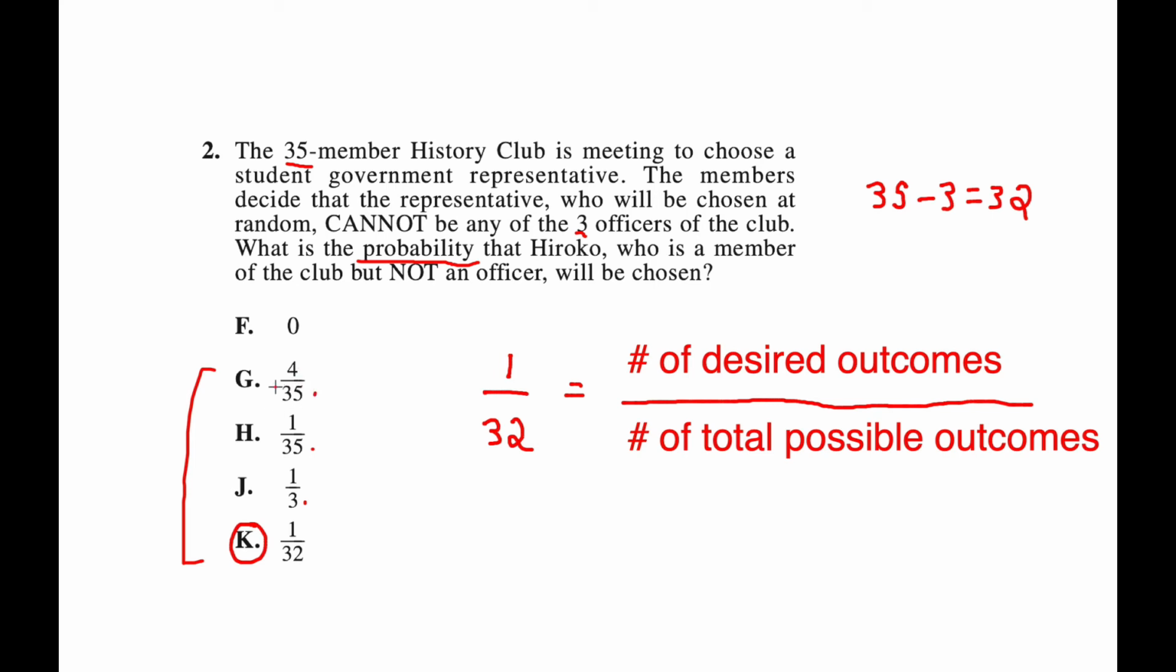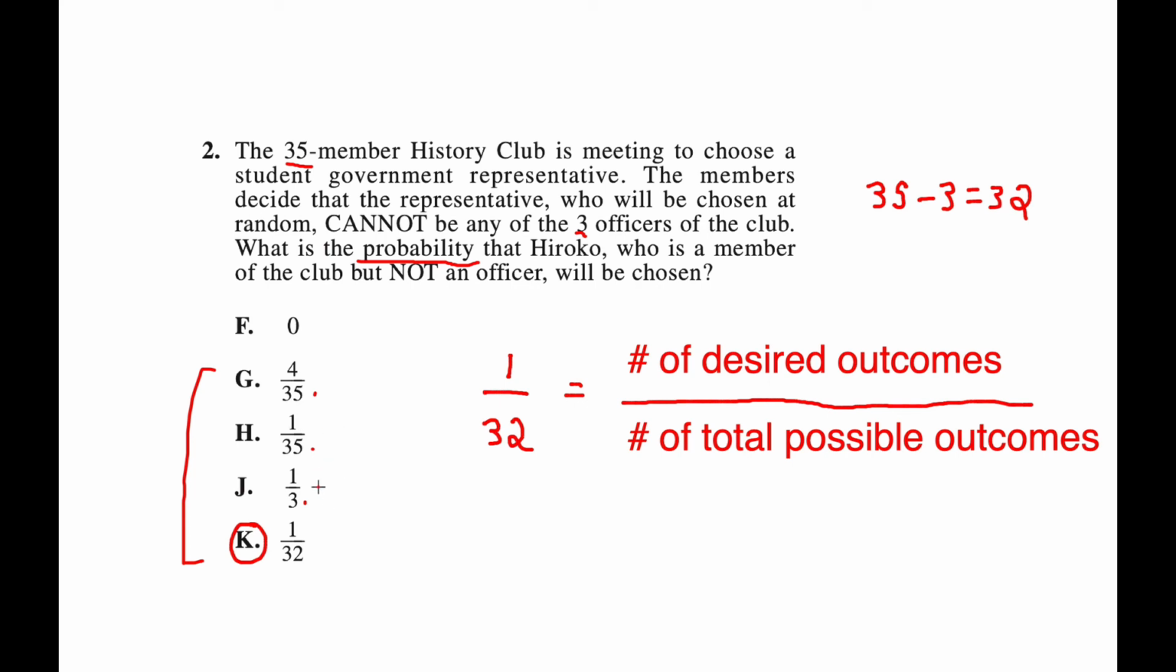One is that our total number of outcomes is 35, so that would be including those 3 officers that can't be selected. And it also seems like on the numerator, they've included the 3 officers as numbers of desired outcomes in addition to Hiroko to get that 4. H seems to reflect a similar mistake as G, where they haven't subtracted the officers from the number of possible outcomes. And then we still have just Hiroko as the number of desired outcomes on the top.